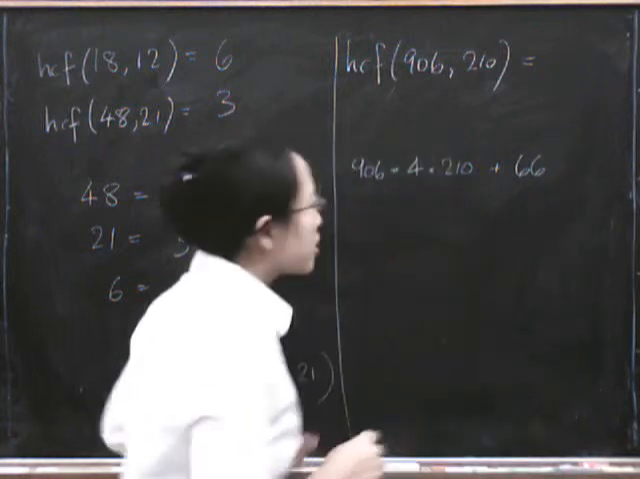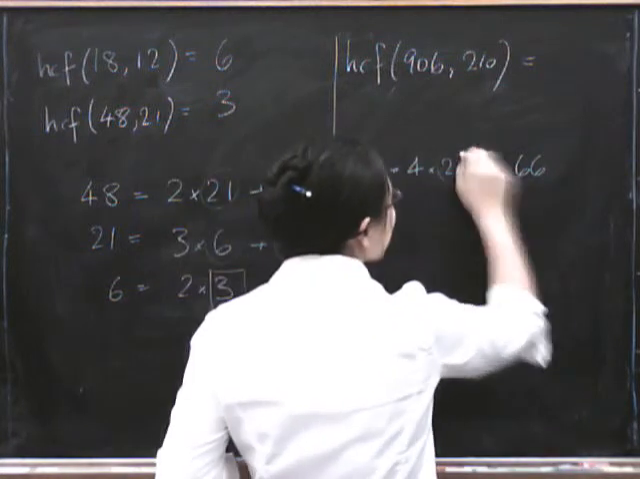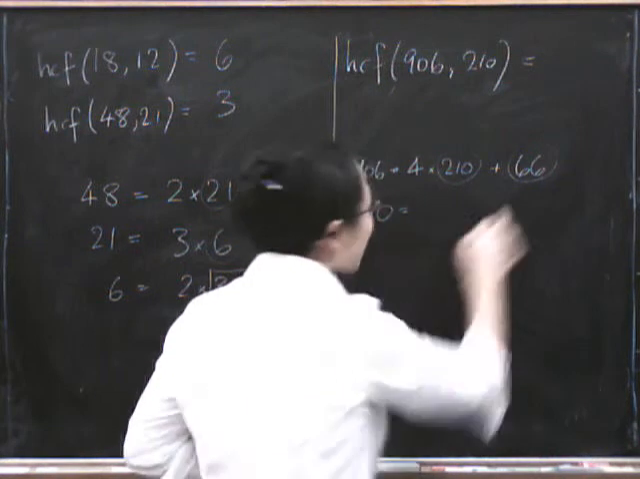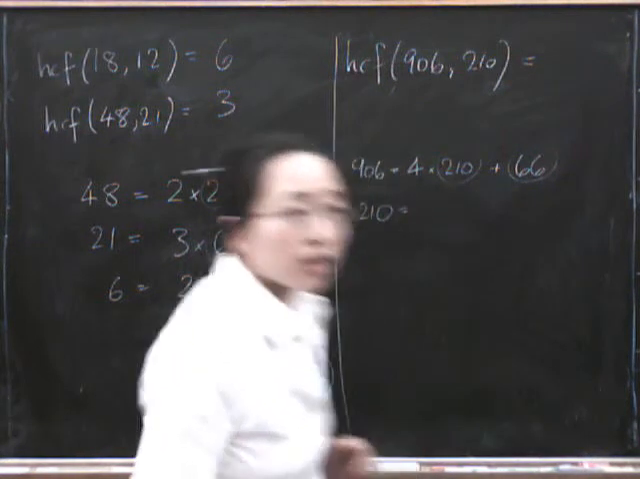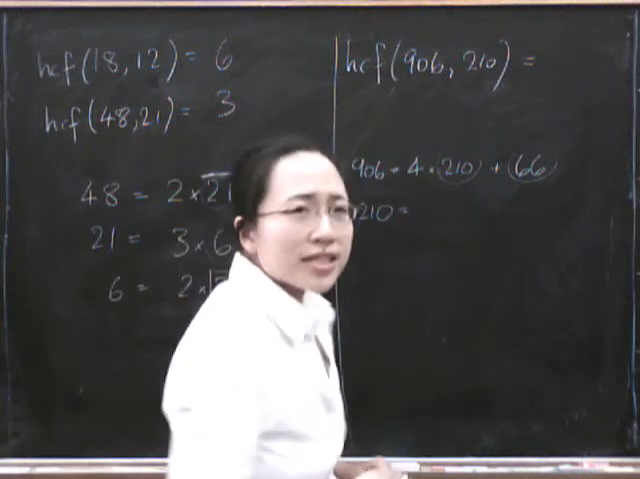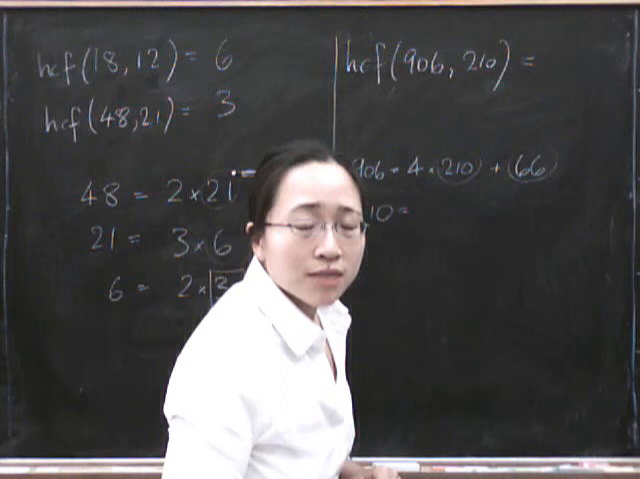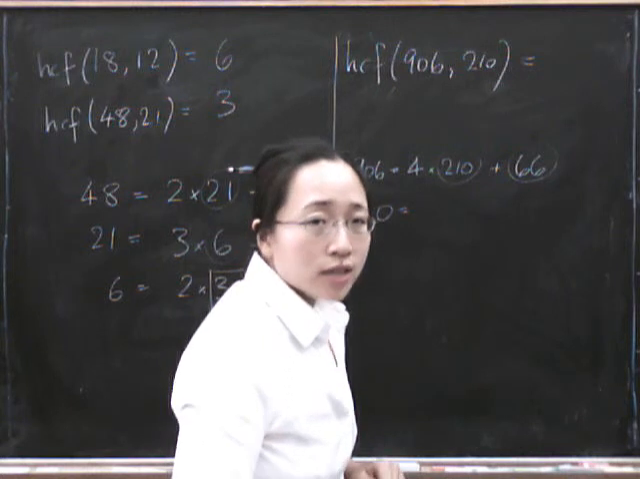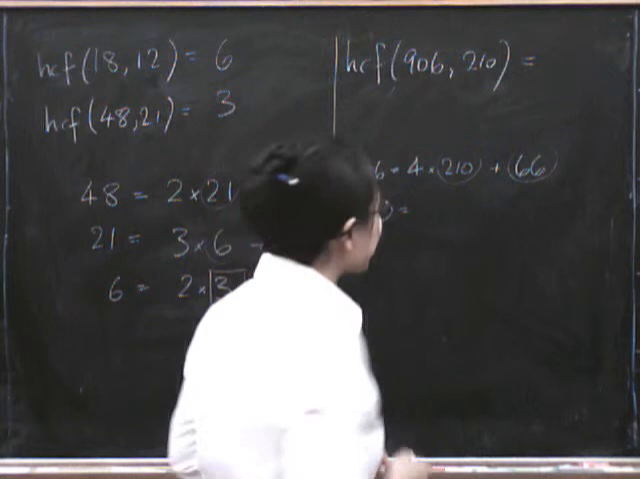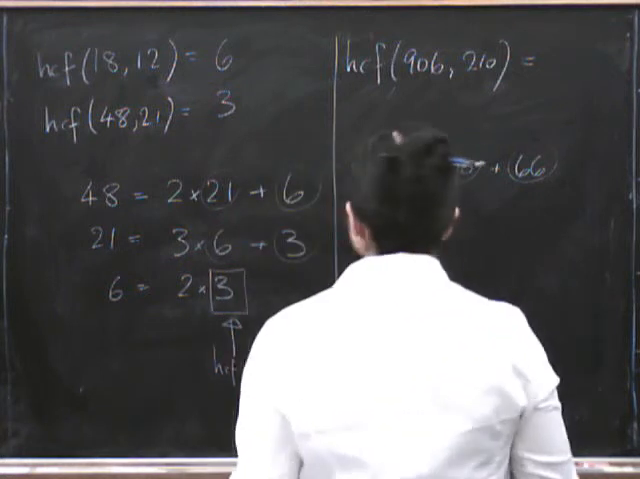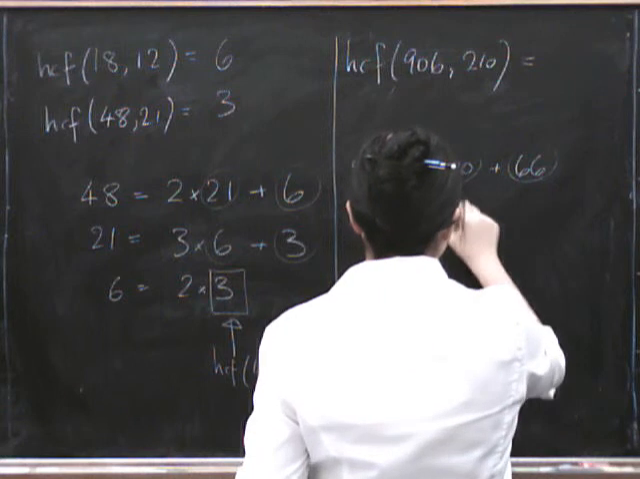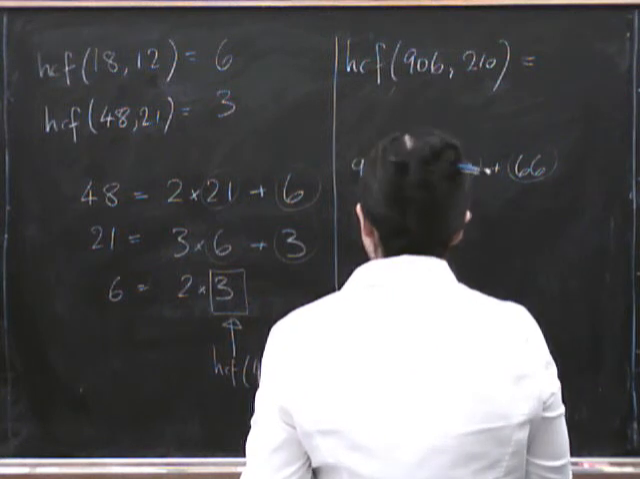Okay, so now I'm going to do it again, but now I'm going to do it on these two numbers. So 210 is, how many times does 66 go into 210? Well, 3 6s are 18, right? So 3 times 60 is 180. And so 3 times 66 is 180 plus 18, which is 198. Did I do that right? So 3 times 66 is 198.